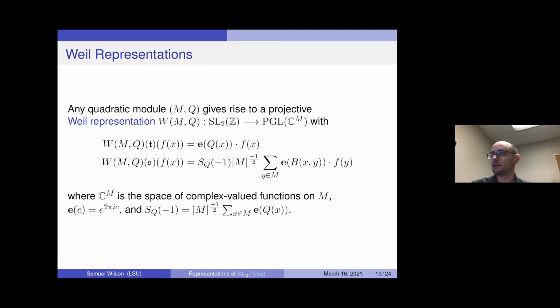All right. So having constructed our quadratic module, we can then use it to construct a projective representation, W of MQ. And you can see here that W of MQ of T is defined by our Q of X, and W of MQ of S is defined by our bilinear form B. And we construct this as a representation on the space of complex valued functions on M.